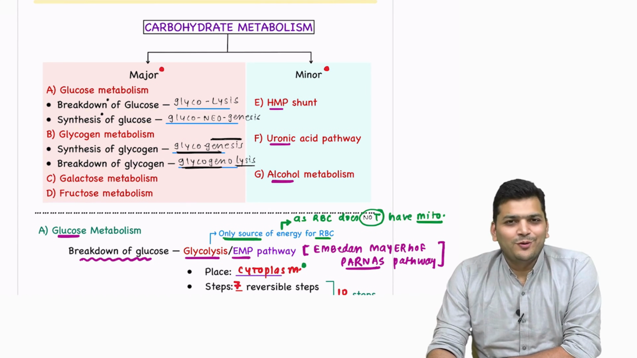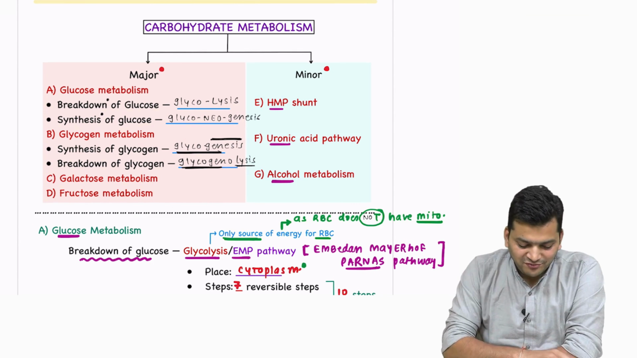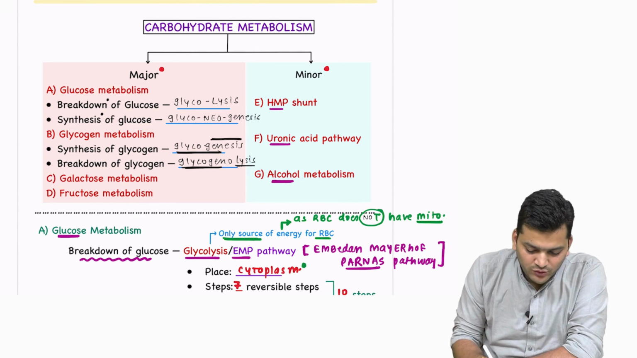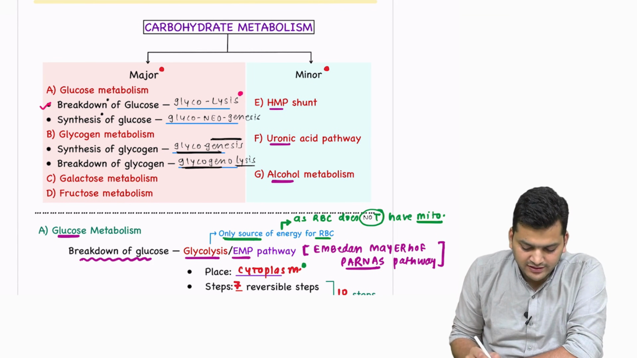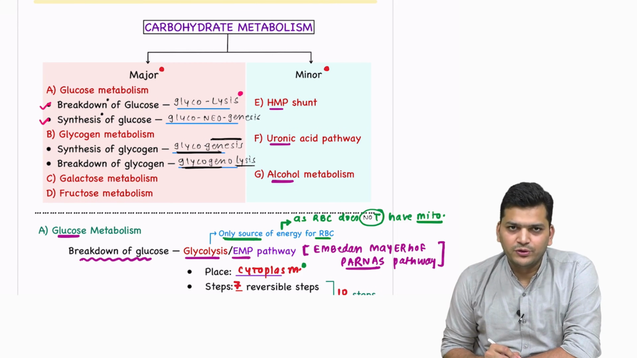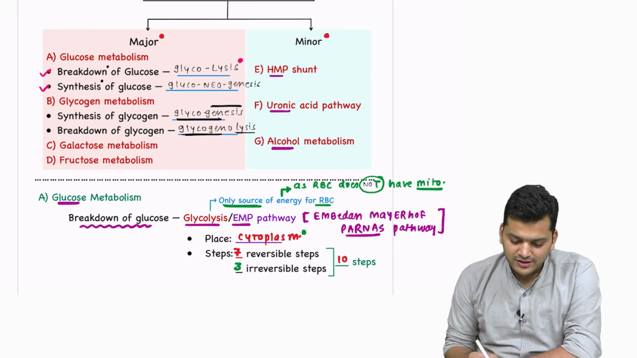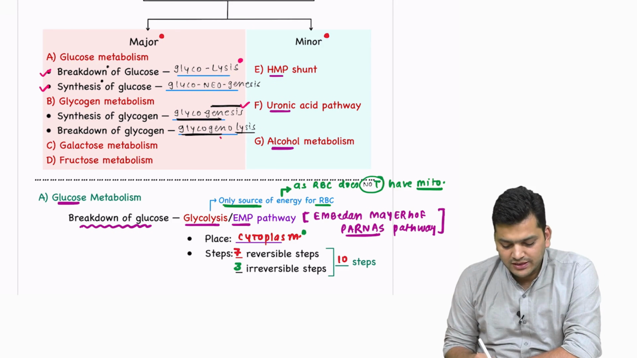Now we are talking about carbohydrate metabolism. We are going to discuss first the glucose metabolism. In the glucose metabolism, we will discuss the breakdown of glucose, that is called glycolysis, and then we will discuss the synthesis of glucose, that is called gluconeogenesis. Then we will talk about glycogen metabolism. Glycogen synthesis is called glycogenesis, and the breakdown of glycogen is called glycogenolysis.